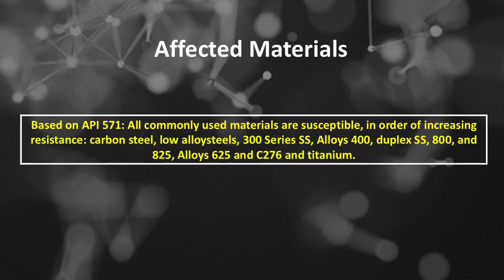Ammonium chloride corrosion affected materials based on API 571. All commonly used materials are susceptible, in order of increasing resistance: carbon steel, low alloy steels, 300 series SS, alloys 400, duplex SS, 800, and 825, alloys 625 and C276, and titanium.